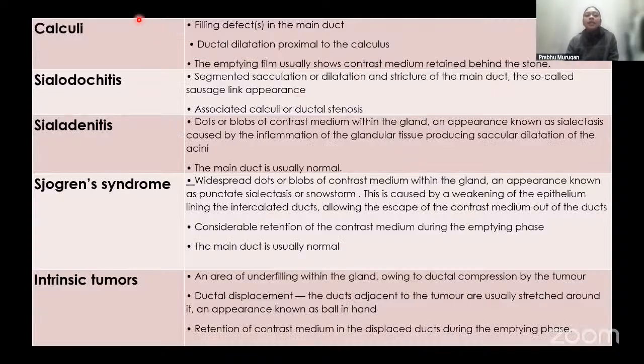Okay, so in case of the calculi, what will happen? There will be presence of the sialolith somewhere in the ductal tube, right? So beyond that, the fluid will not be there.